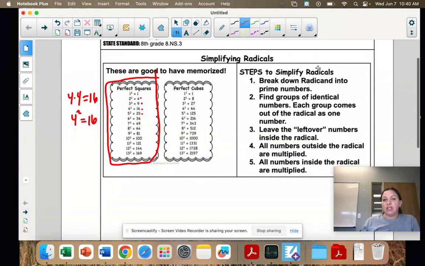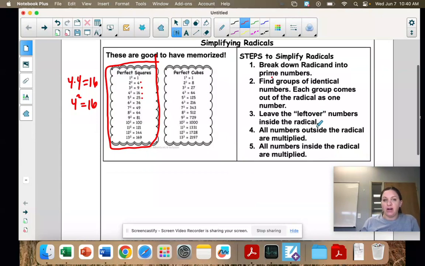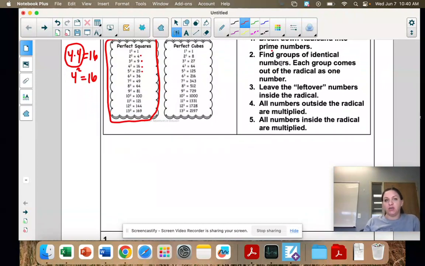You're going to break down radicals. Here's some steps to that. Basically, you're trying to get prime numbers, prime factorization, and then you'll look for pairs of numbers, perfect squares. But we'll get into that in the problem. I just want to review where radicals kind of come from.